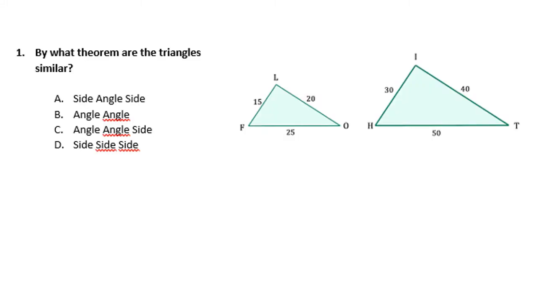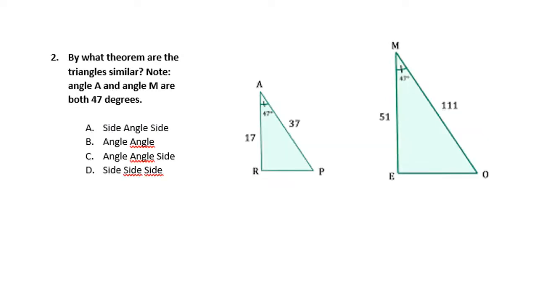Question number 1. By what theorem are the triangles similar? A, side angle side, B, angle angle, C, angle angle side, D, side side side. Number 2. By what theorem are the triangles similar? Note, angle A and angle M are both 47 degrees. A, side angle side, B, angle angle, C, angle angle side, D, side side side.